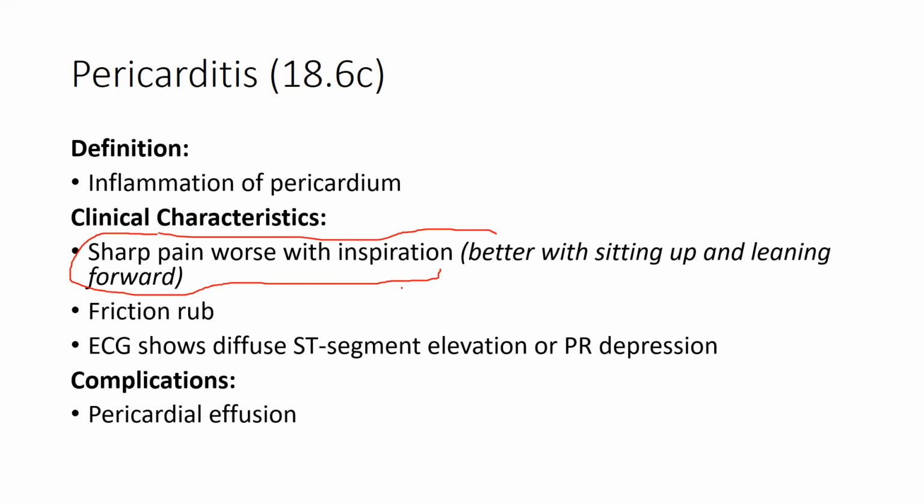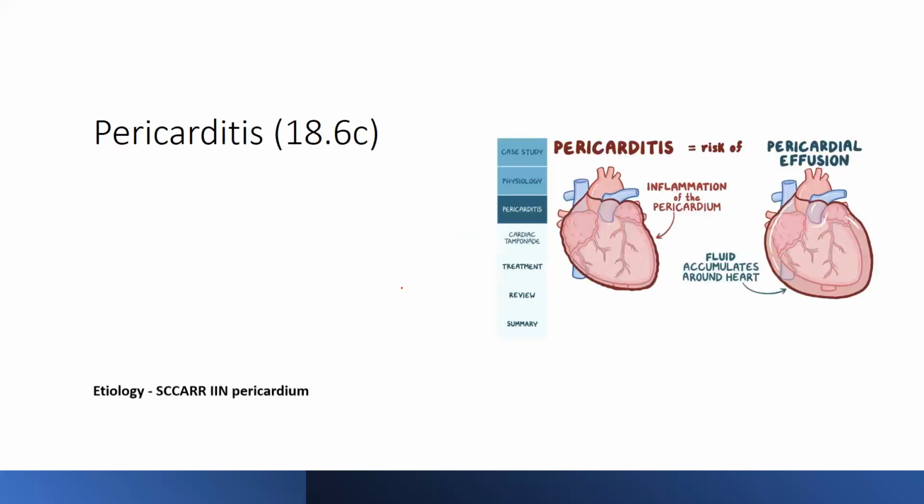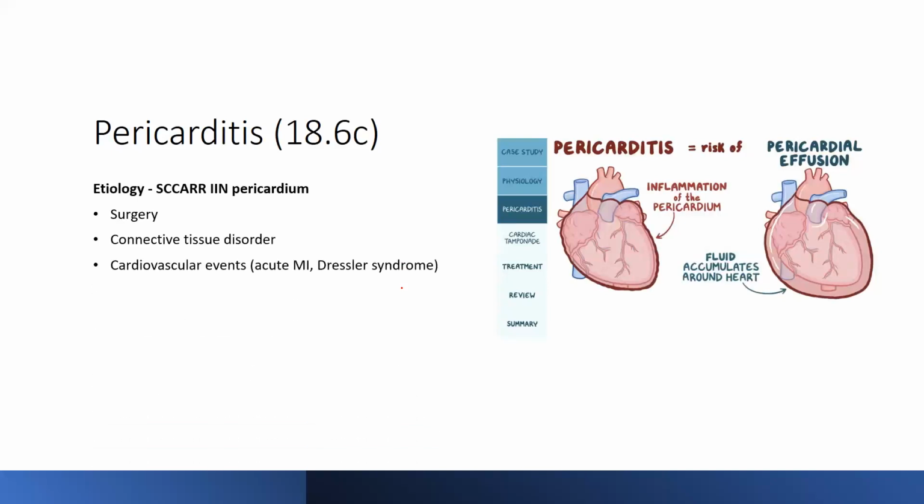So I have seen them use that in association with a question. Your etiology is scar in pericardium. So causes could be surgery, connective tissue disorders, or cardiovascular events. Those are the 2 C's. Remember, an acute MI or Dressler syndrome post-MI can be a common cause. So if there's any MI case or relationship with MI case, and we're talking about something that happens after, pericarditis is in my brain as an association.